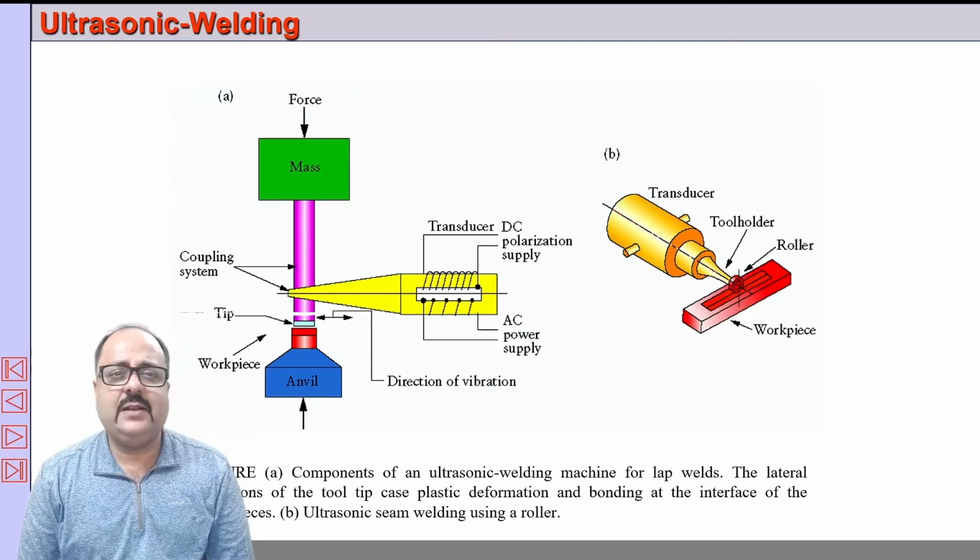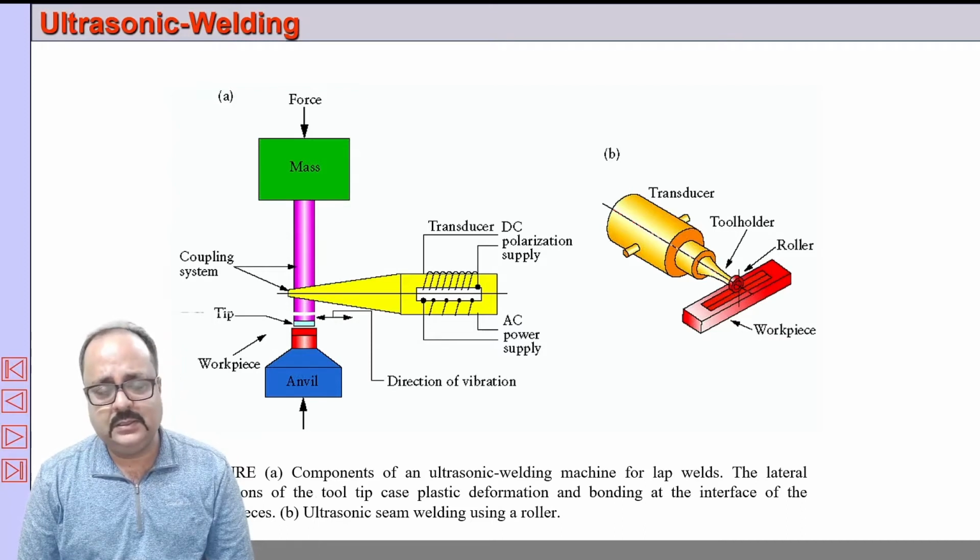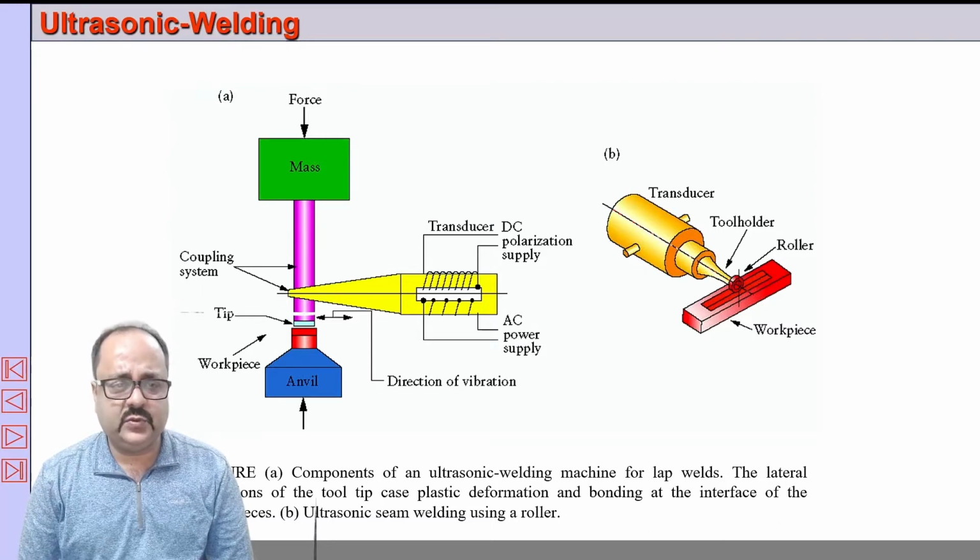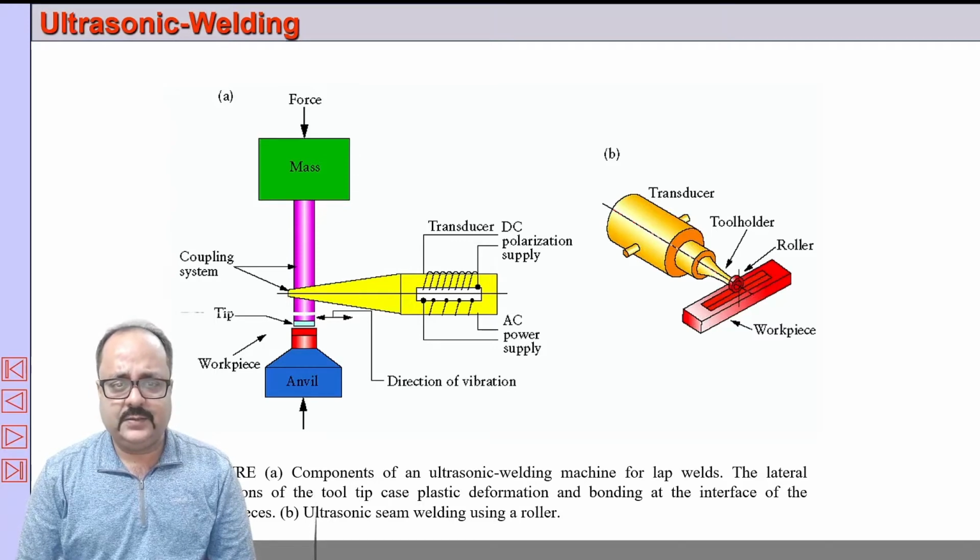The system slightly varies for plastic and for metal. Our main discussion will be focused on metal ultrasonic welding rather than plastic ultrasonic welding. The figure that you see in front of you is a metal ultrasonic welding setup, which is called the wedge reed system. Figure A is a wedge reed system used for metal ultrasonic welding. I will be discussing the details and construction in subsequent slides.